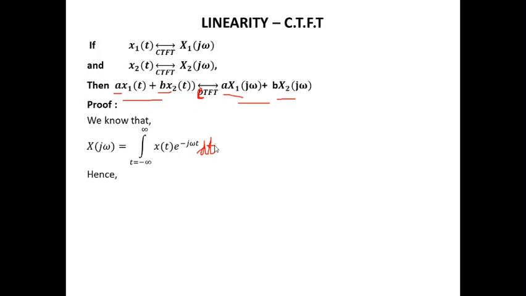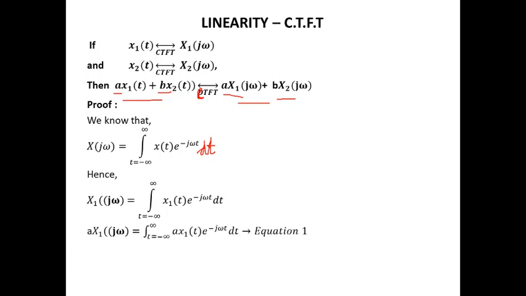So hence now we have to split it into two individual signals. So the Fourier transform of the first signal x1 of j omega can be given as integration minus infinity to infinity x1 of t e power minus j omega t dt. Now multiply the entire equation by a. So what we get? a into x1 of j omega is equal to the same thing. We are just multiplying this entire equation by a. This is equation number 1, right?